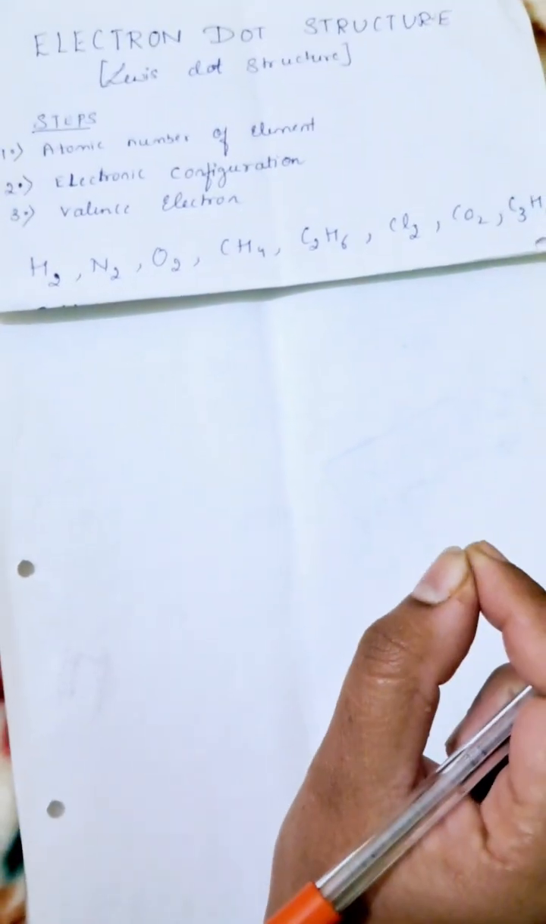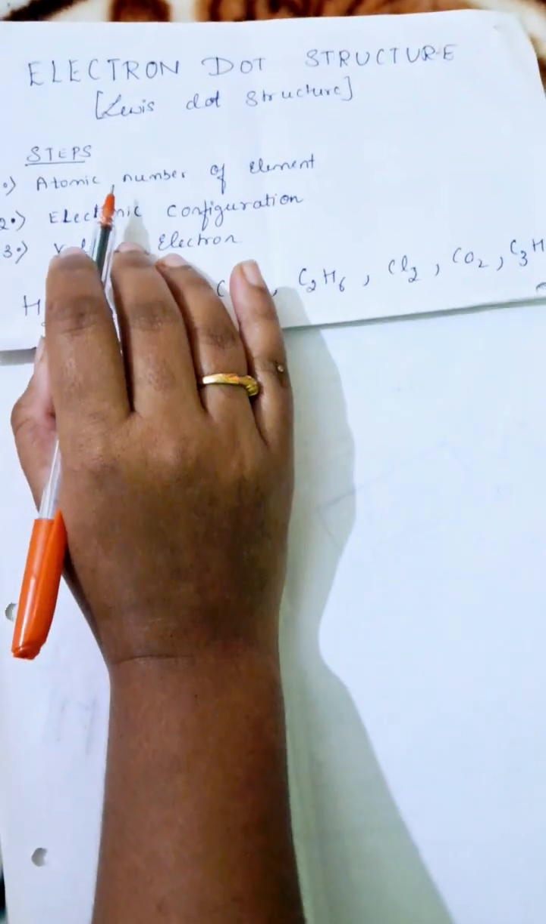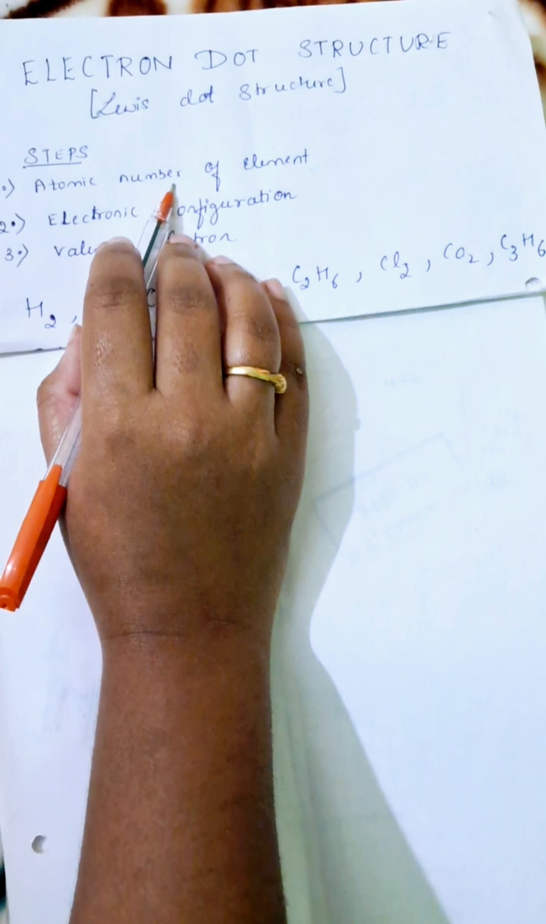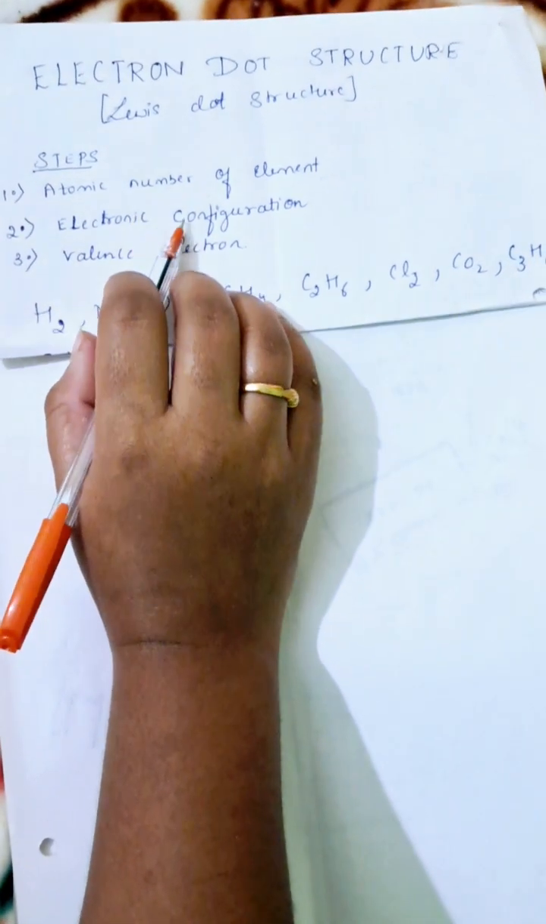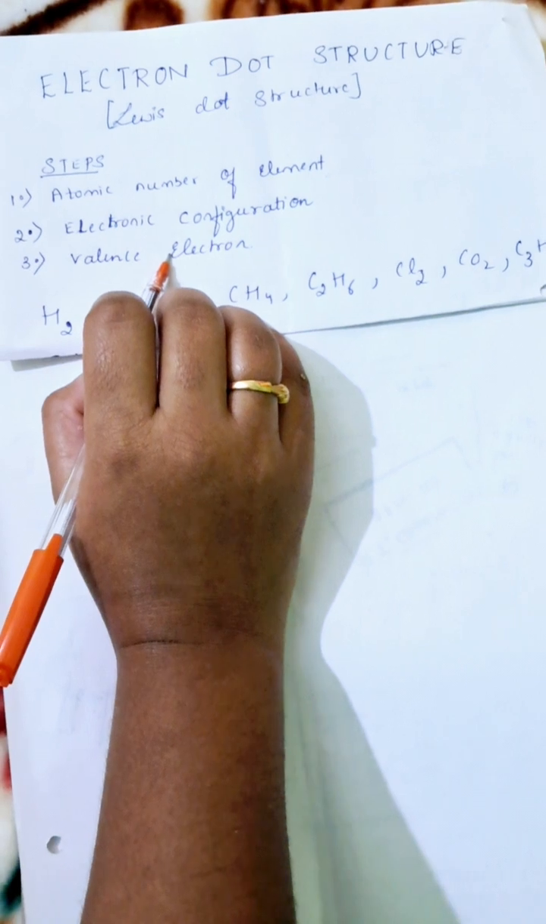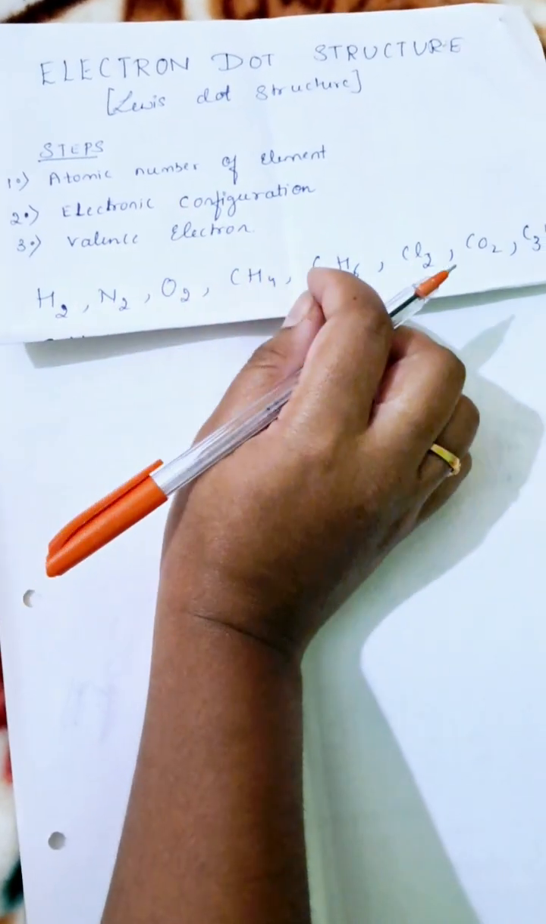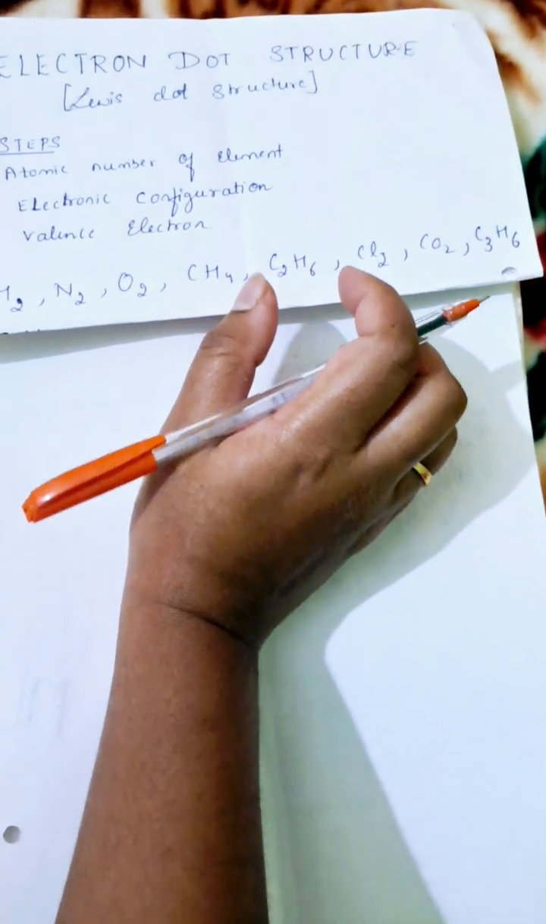A covalent bond is formed between two non-metals, by sharing their electrons. We have certain steps to follow to write down the dot structure for covalent compounds. For the given element, you should know the atomic number, followed by how to write down the electronic configuration, and then finally we have to find out the valence electrons. Now we'll follow these steps and try to draw the dot structure for the given examples.